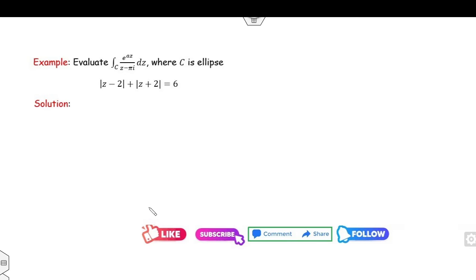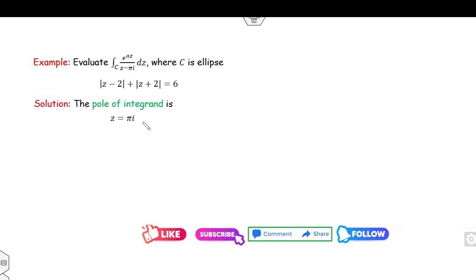Look at the next one. Evaluate the integral where C is the ellipse of the curve. So clearly, your function is e raised to power z over z minus pi iota. Can you find the pole of the function? Clearly the pole is where z minus pi iota is 0, that means z is equal to pi iota.